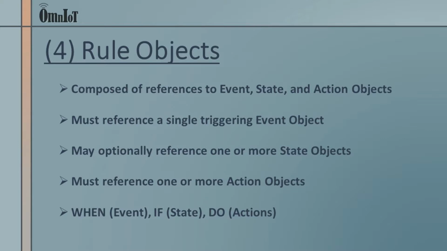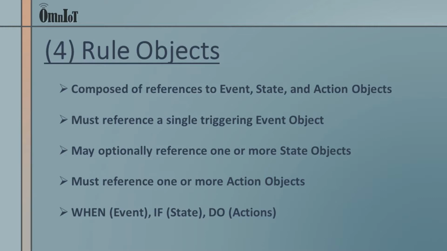Lastly, each rule object will reference one or more action objects, which again will only be executed if any conditional logic has resolved to true. To summarize, rule objects can be thought of as when, if, do statements, which is to say, when the triggering event occurs, if any conditional state logic has been met, do each of the rule's action objects. It should also be noted that while each rule object may be triggered by only one event object, any event object may trigger one or more rule objects. That may be a little hard to follow now, but should become clearer as we move through some examples.